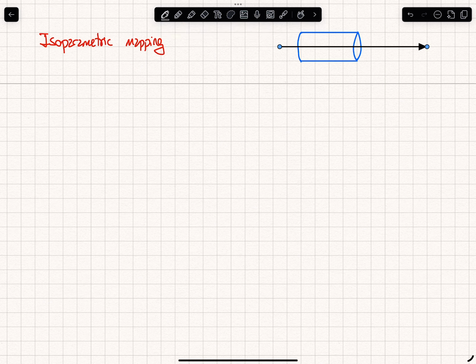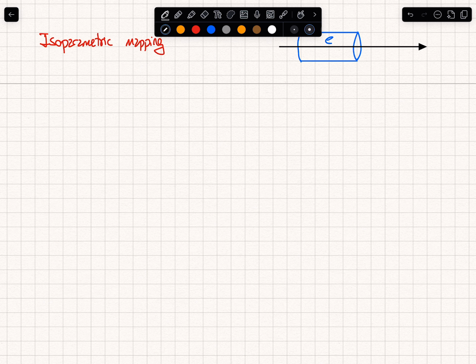Remember that that domain is a part of the reals, right? So this is my element E that is part of our omega h, our discretization. And we call this here xi, and that one is xj. Those are the nodes of the element.